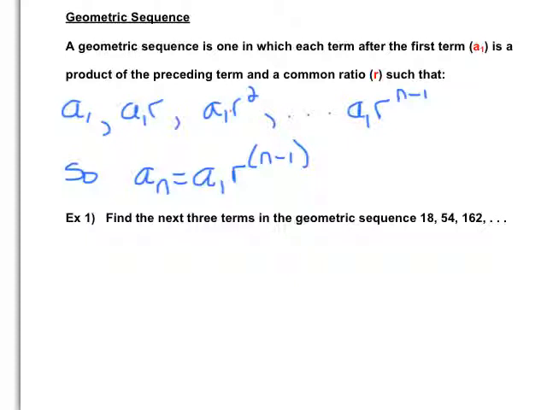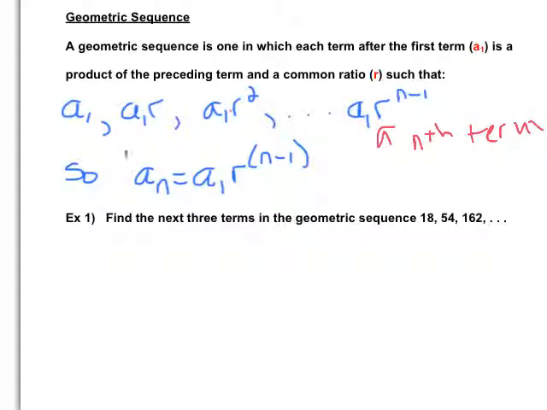So we're going to define a geometric sequence. A geometric sequence is one in which each term after the first term, a sub 1, is a product of the preceding term and a common ratio r, such that here's my sequence. A sub 1 is the first term. The next term is a sub 1 times r, where r is the common ratio. The next term is a sub 1 times r squared. And it keeps continuing until you get to the nth term.